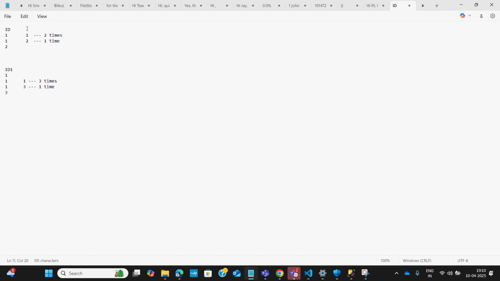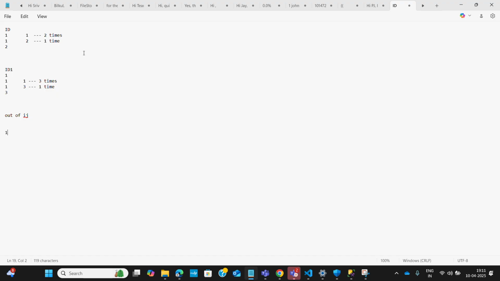If you look at these two tables, what is the common number here? 1 only, because 2 is not in both tables and 3 is not either. So the output of inner join would have 1 only, not 2 and 3. Now the question is how many times 1 will come, since here 1 is coming 2 times and here 1 is coming 3 times.